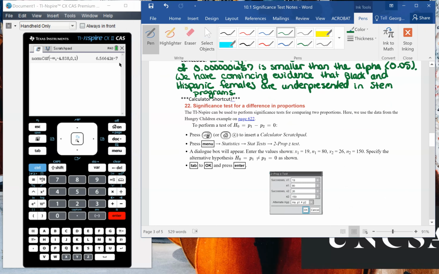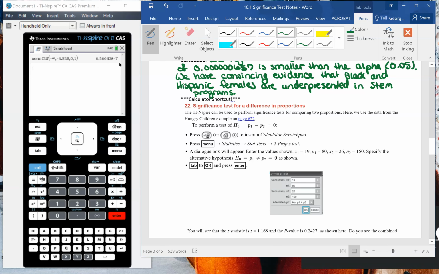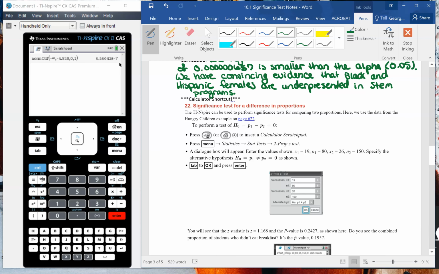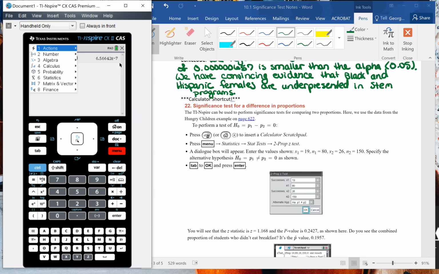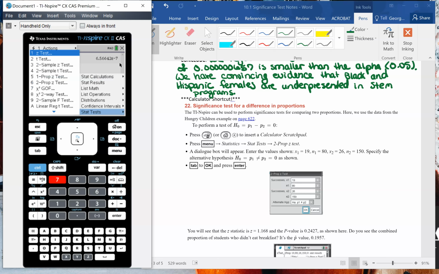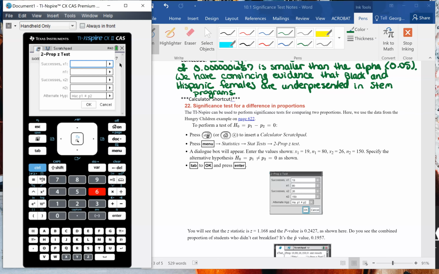All right, so let's talk through this one. First thing we need to do is get to our calculator scratchpad. We're there already. We want to hit Menu, Statistics, which is 6, Stat Test, which is 7, and we want 2-prop z-test, because we're doing 2 proportions, which is number 6. Remember that chart I had you make up at the top? This is a part of the reason. It's real easy if you make that chart to just go boom, boom, boom all the way through.